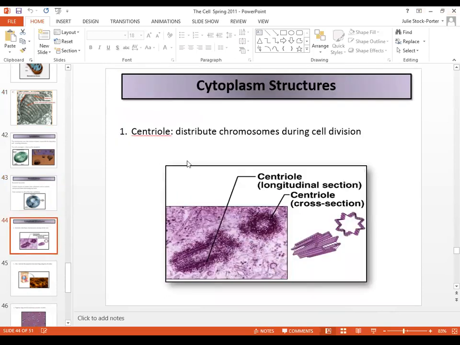Now we have things that aren't necessarily organelles, but they are called cytoplasmic structures. These are structures that have important functionality, but they're not really considered organelles. The first one is what we call a centriole. And you can always tell you're looking at a centriole because it either looks like this, a kind of bunch of rods put together, or it might have this odd star shape to it. When you see anything like that, that is a centriole. And the only thing you have to know right now about the centriole is it's important in cell division. That's all you need to know about it.